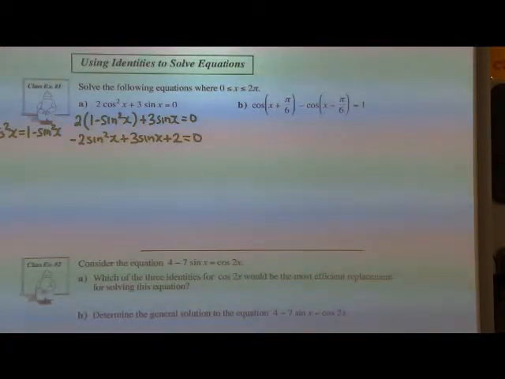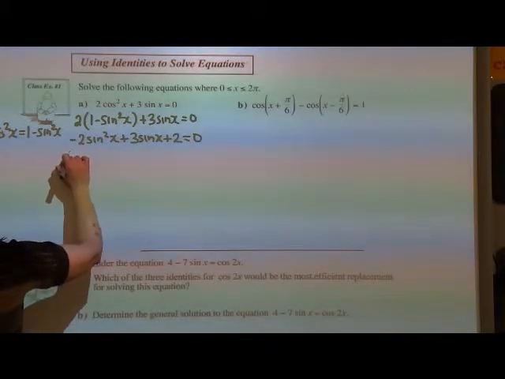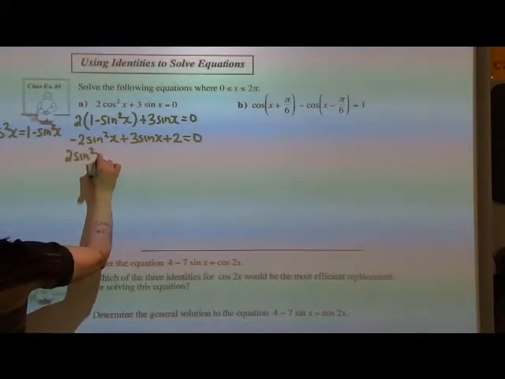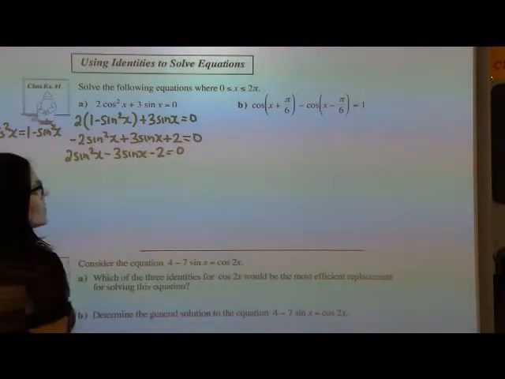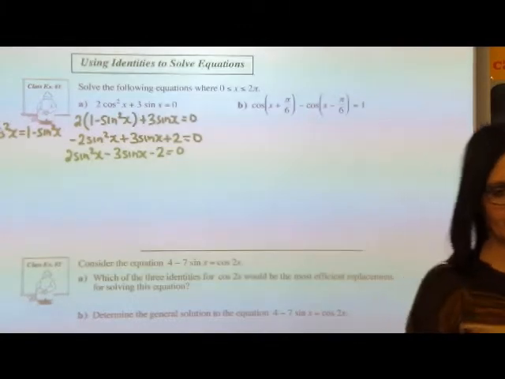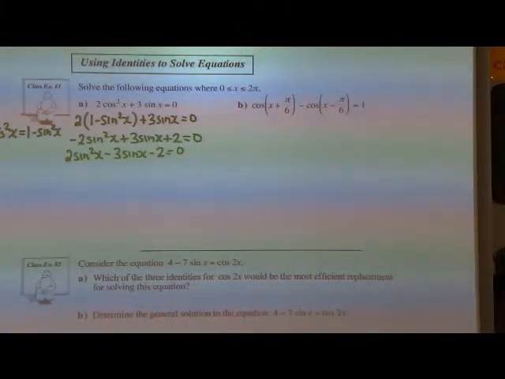Do I like factoring when I have a negative out in the very front? So what could I do to get rid of that negative? Divide everything by negative 1. So then I get a positive 2 sine squared x, a negative 3 sine x, a negative 2, and everything equals 0. So now I can look at trying to factor this.